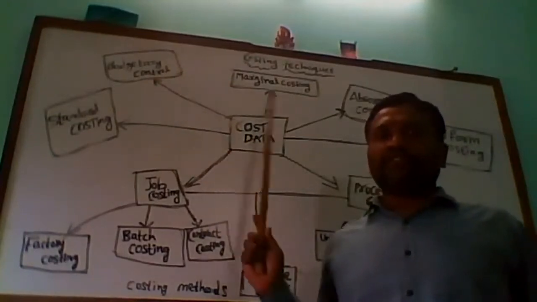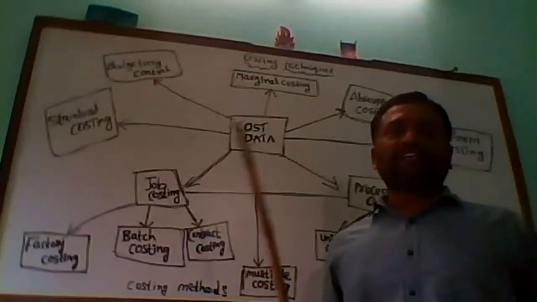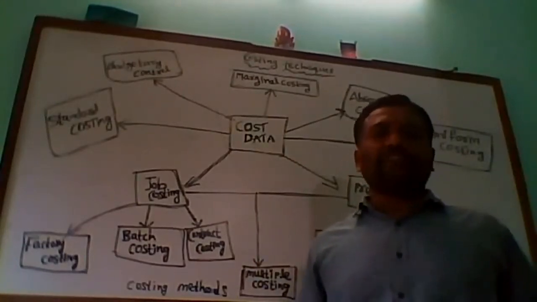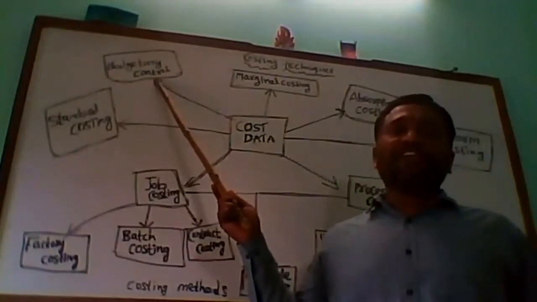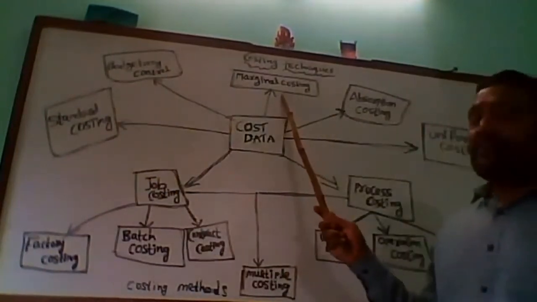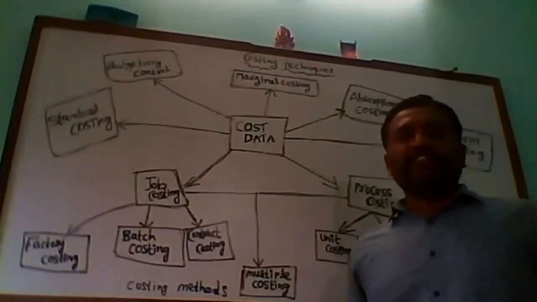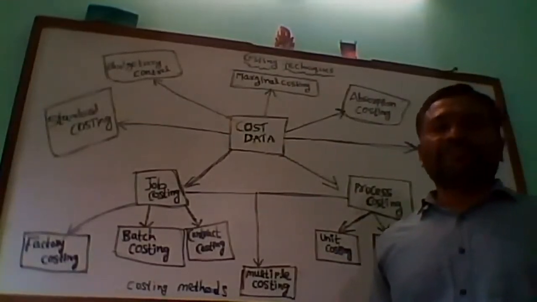So we have learned the two pieces of information the firms are getting. They want control, and control is needed for everyone, that's why they are going to use this budgetary control. And coming to marginal costing, here the cost information is going to be divided into the fixed cost and the variable cost.